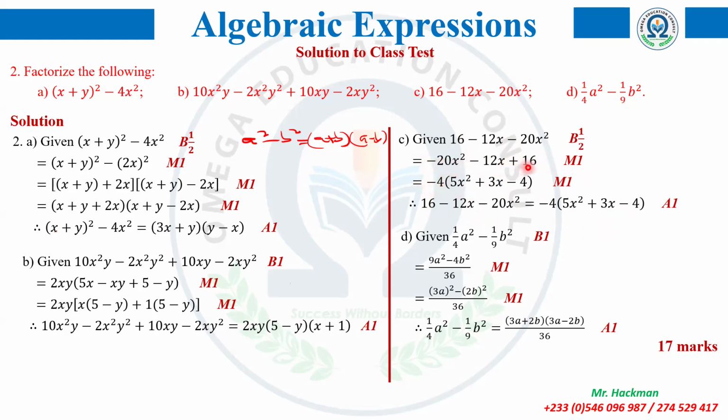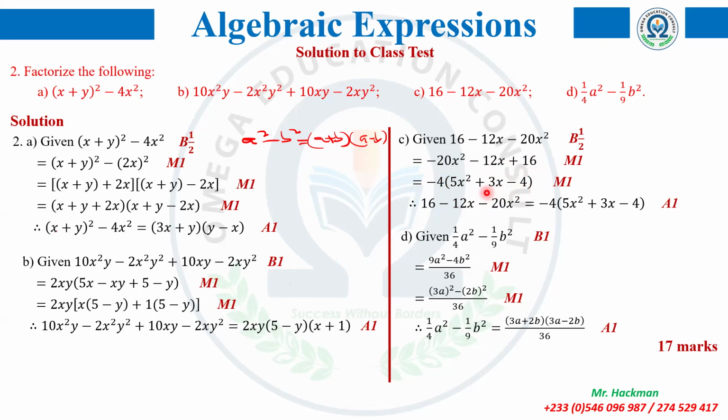Then how do I get my terms in brackets? By dividing each of the terms here by negative 4, and that will give you the 3 terms that you have here. Now you can see that this quadratic expression will not be factorable, because if you multiply 5 times negative 4, that will give you negative 20, and there is no factor pair of 20 that, when you multiply, gives negative 20, and when you add, gives positive 3.